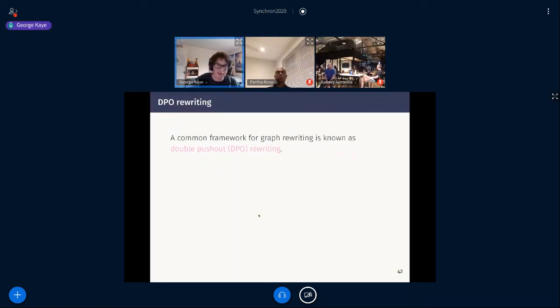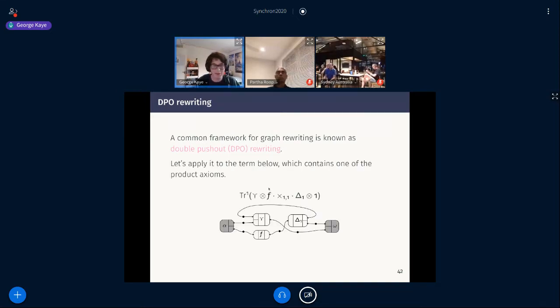A very common framework when doing graph rewriting with these graphical combinatorial structures is called double pushout, or DPO, rewriting. So let's go through an example to show how we might use that with one of our axioms. We have this term, and as you can see, it has this diagonal copying pass in it. We know that we can push this F through to the other side and get the doublet. So how do we do that with a double pushout framework?